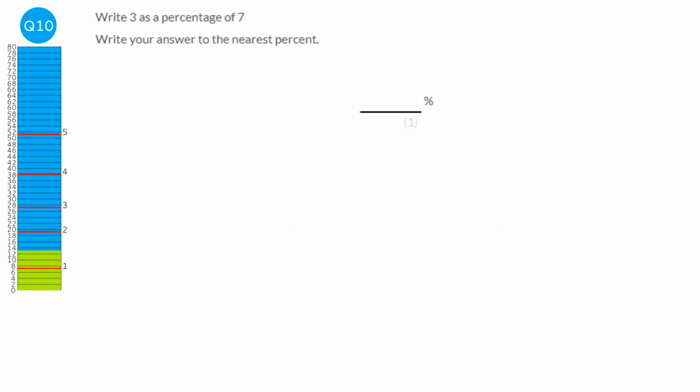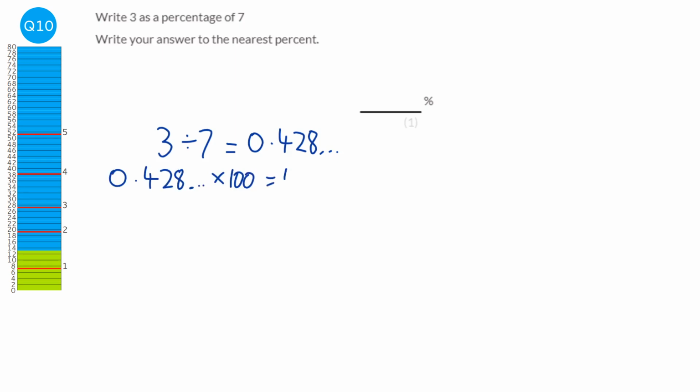So what we can do here is 3 divided by 7 to find out what 3 is as a percentage of 7, find out what that is as a decimal, which would be 0.428 and so on. And then to convert a decimal into a percentage, we times by 100, so we take that 0.428 and so on, and times it by 100, and that will be 42.857, and it wants it to the nearest percent, so that's going to round to 43%.